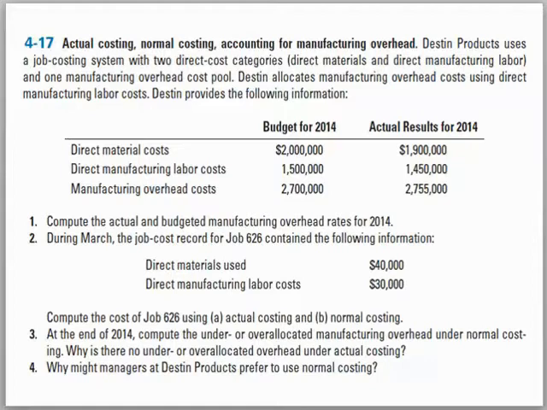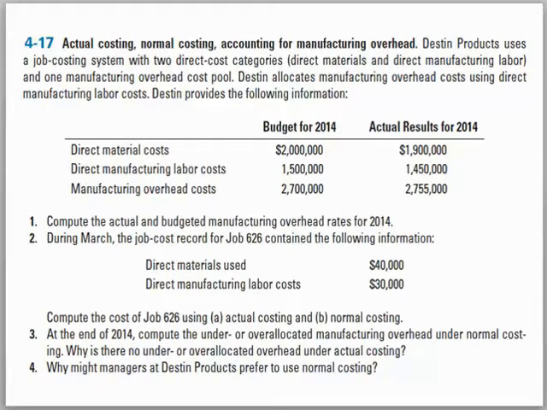He gave me the budget for 2014 and the actual results for 2014. For the direct material costs, 2 million in the budget, and the actual one is 1,900,000. Direct manufacturing labor costs, 1,500,000 budget for 2014, and the actual results was 1,450,000. And the manufacturing overhead costs, 2,700,000 in the budget, and the actual results was 2,755,000.